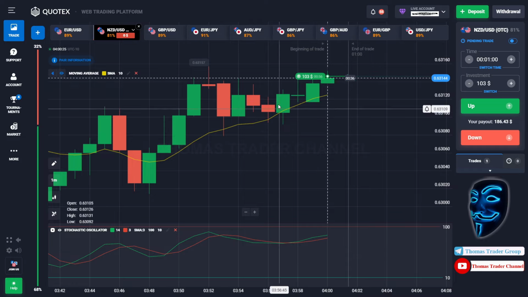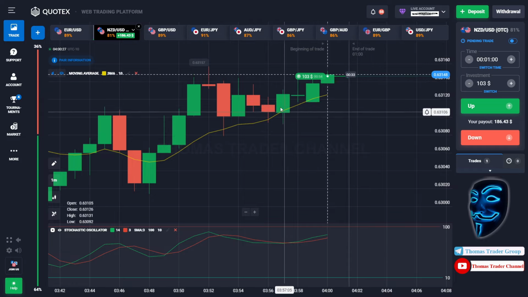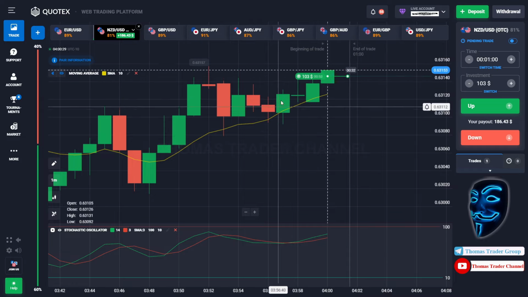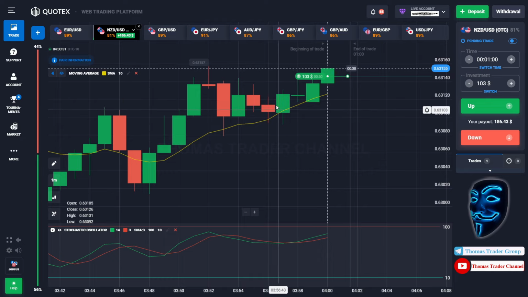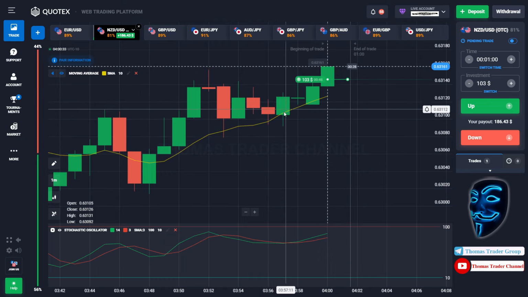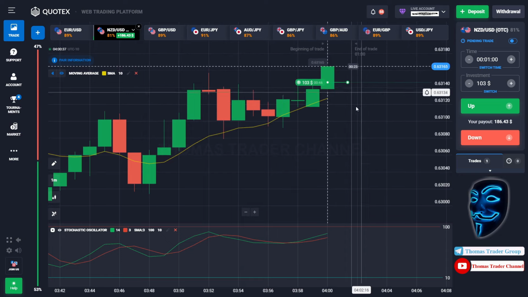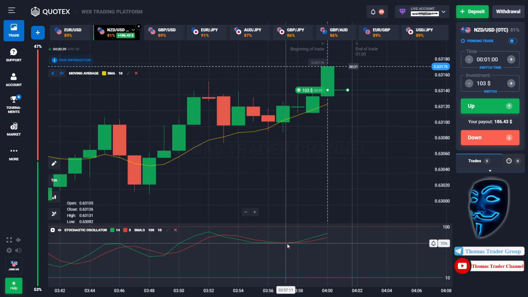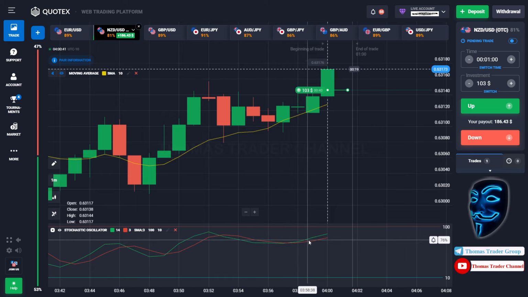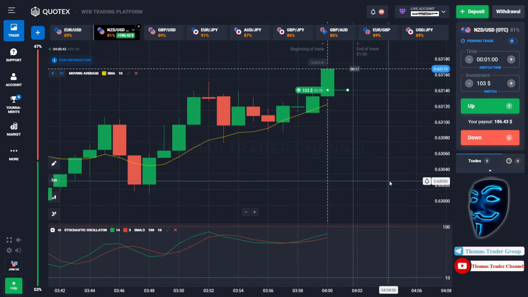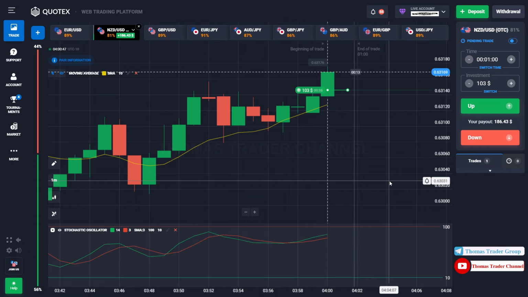Like what I said before, after the market makes a rebound on the moving average line, the market will continue the bullish trend. And the stochastic oscillator is also facing bullish trend. Let's profit and let's wait till the end of our trade.